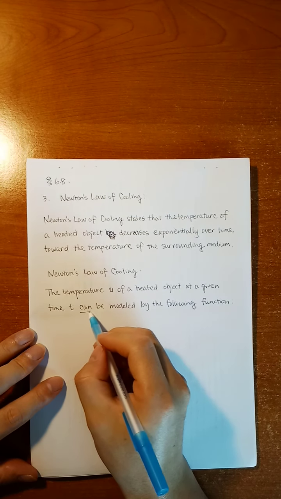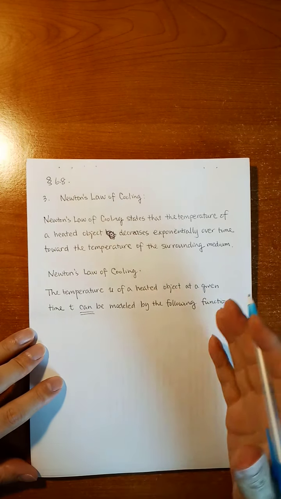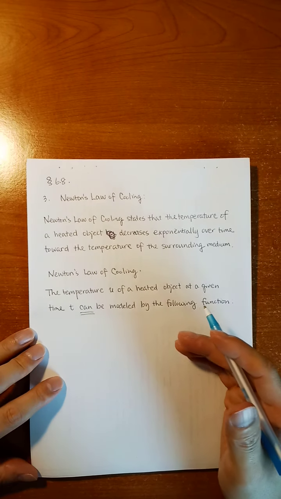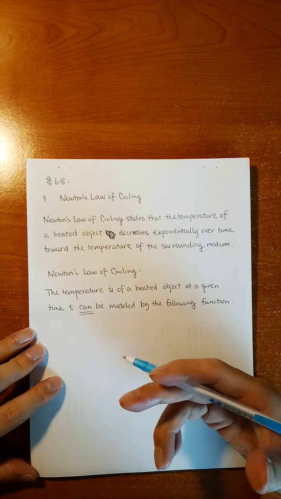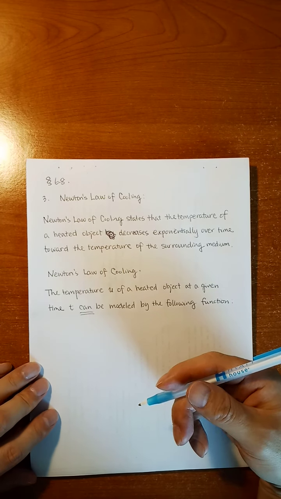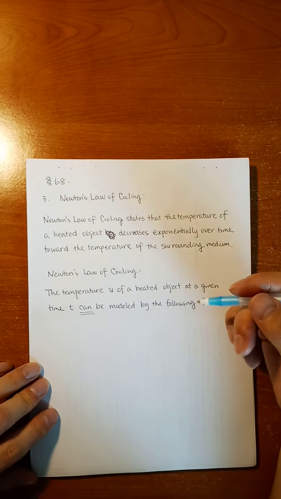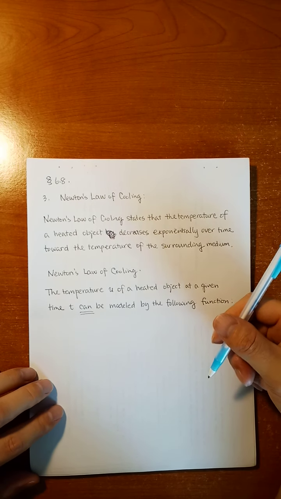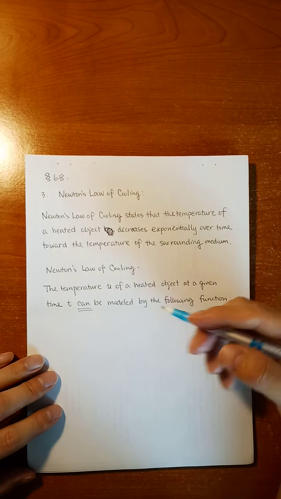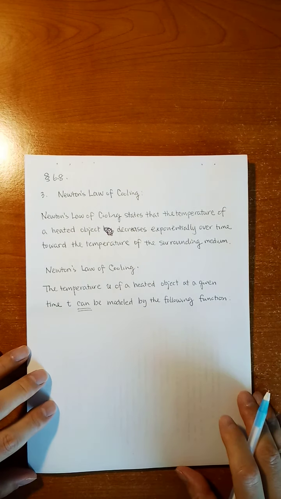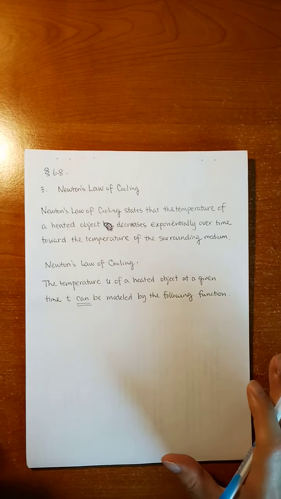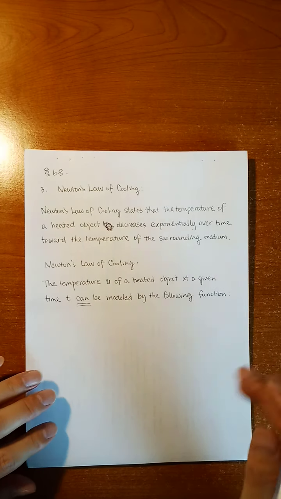Whenever you see "can be modeled," there's some process, some reason why it can be modeled. That will be explained in calculus. Technically, you will study this section 6.8 again when you study calculus and see why you can have such a formula. But so far in pre-calculus, we just assume we know this formula directly.